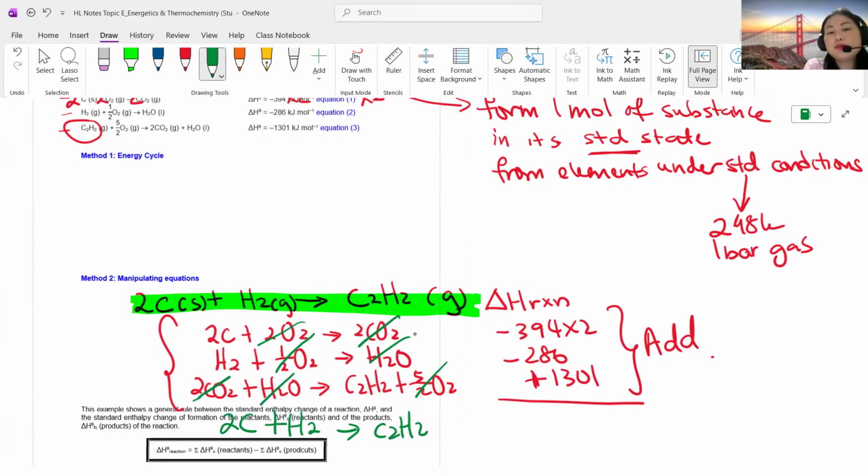So we can see that by going through this three pathway, I still can get C2H2. So therefore, the enthalpy change should be the sum of everything. So take a calculator and add them up. Minus 394 times 2 plus negative 286 plus 1301. Okay, and my answer is 227. So this is using manipulation of equation.